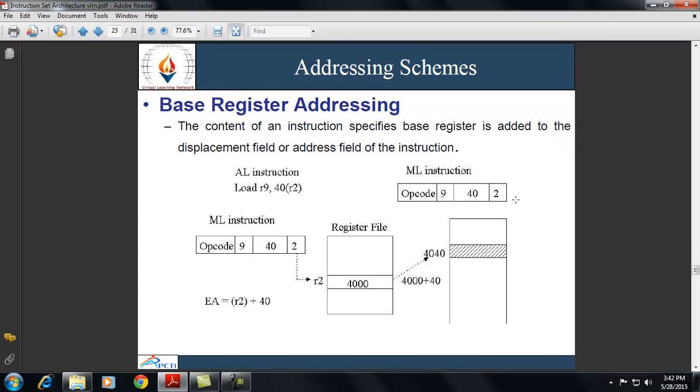Next is base register addressing. It is an addressing scheme in which the content of the instruction specifies a base register, which is added to the displacement field or the address field of the instruction. That is, the content of an instruction specifies the base register, and the base register is added to the displacement field or address field of the instruction.